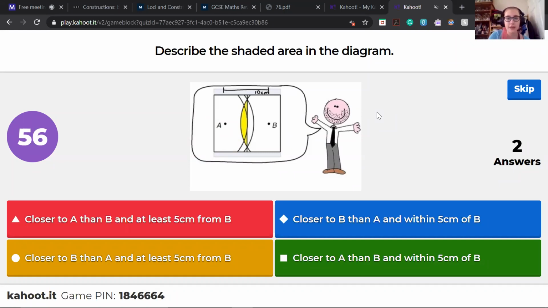Another horrible diagram like the first. Remember that these are construction lines. Hopefully at least we can get whether it's closer to A than B. Think about that first. Is this shaded area closer to A or is it closer to B?